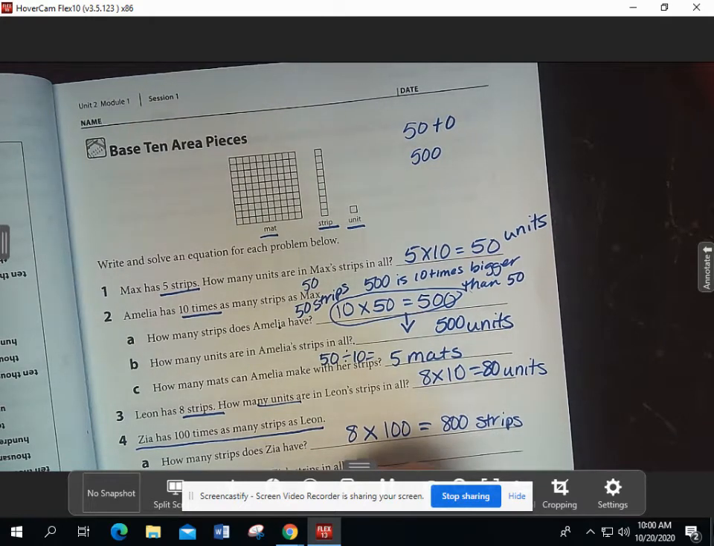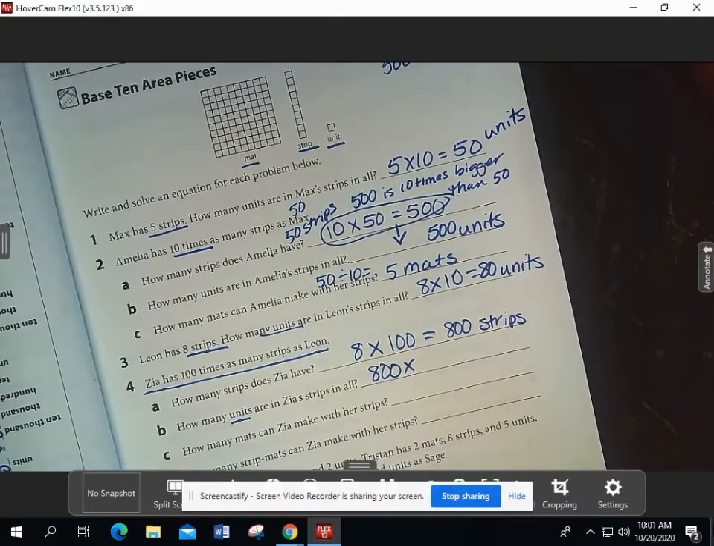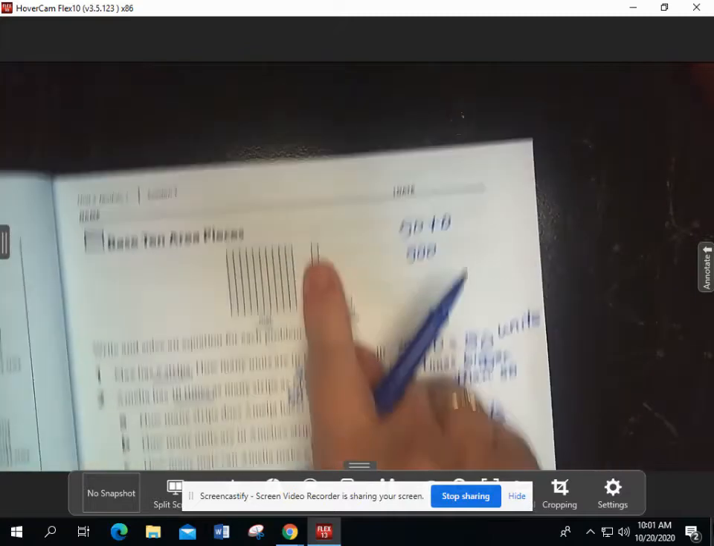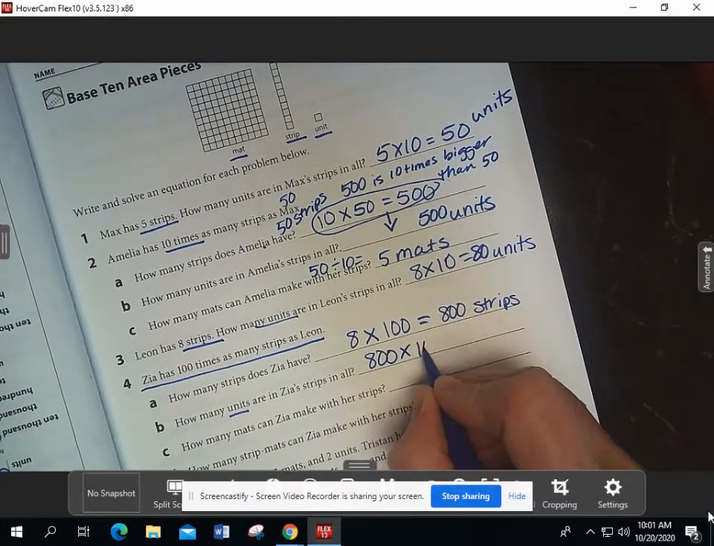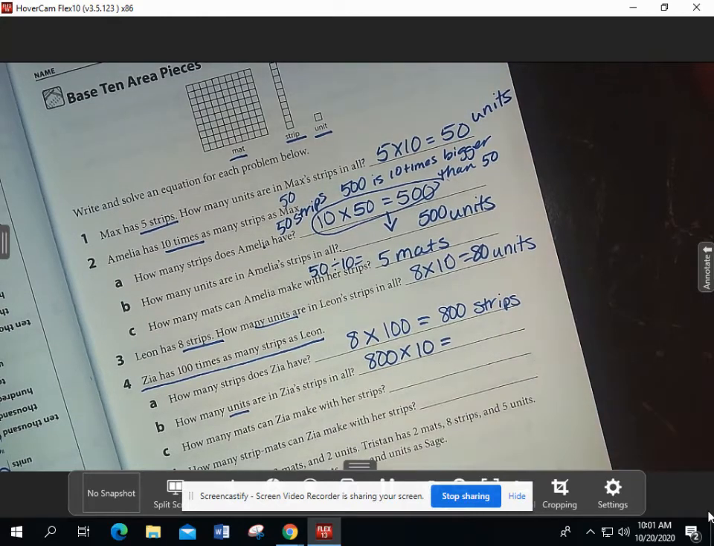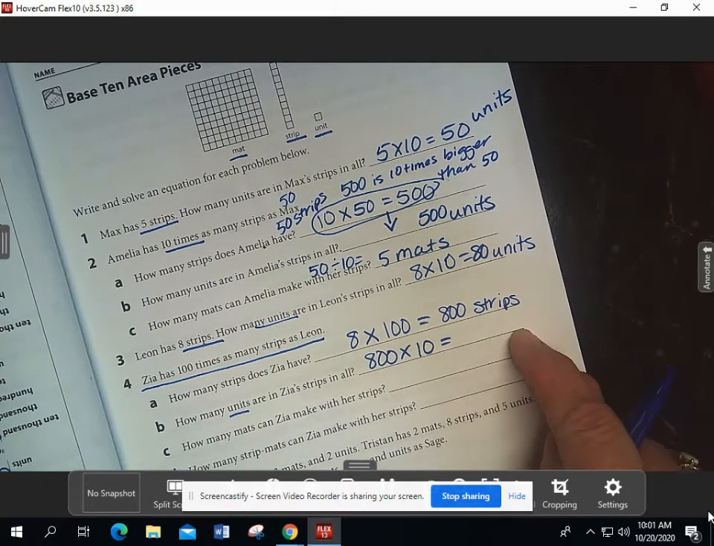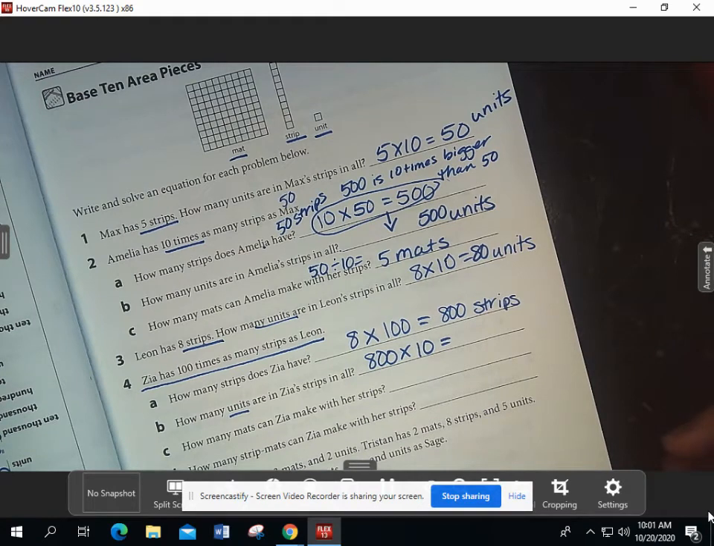Okay, so let's talk about our strips. We have to start with her strips. How many units are in one strip? Up here, this one. How many units are in there? 10. Okay, do that problem, people. See if you can figure it out. Write it in your book. See if you get an answer, and then we'll talk about it.